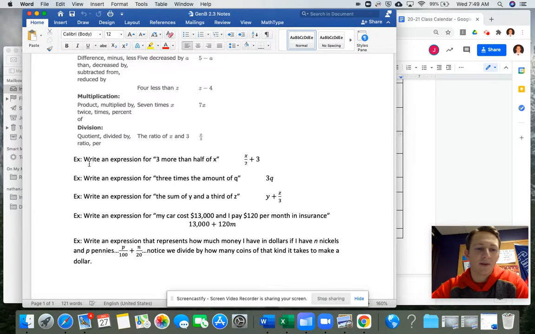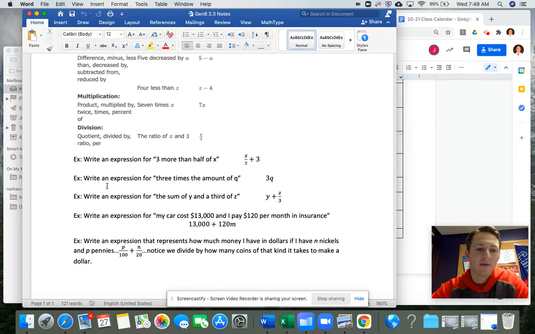Couple of examples here. We want to write an expression for 3 more than half of x. Well, let's start with this half of x and kind of work backwards. So half of x is really like 1/2 x, right? So 1 over 2. So x over 2, that's half of x. It's x divided by 2. And then 3 more than that, we're just going to add 3.